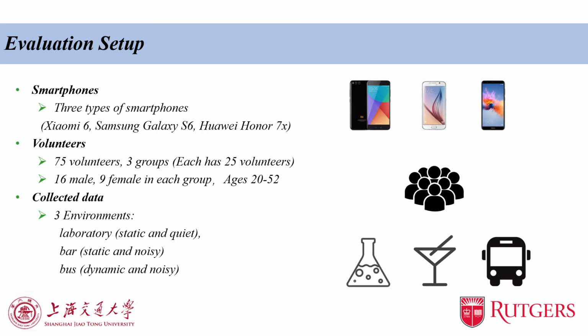To evaluate our system, we use 3 different types of smartphones, 75 volunteers divided into 3 groups, to conduct experiments in 3 different environments: lab, bar, and bus, with different levels of extra vibrations.